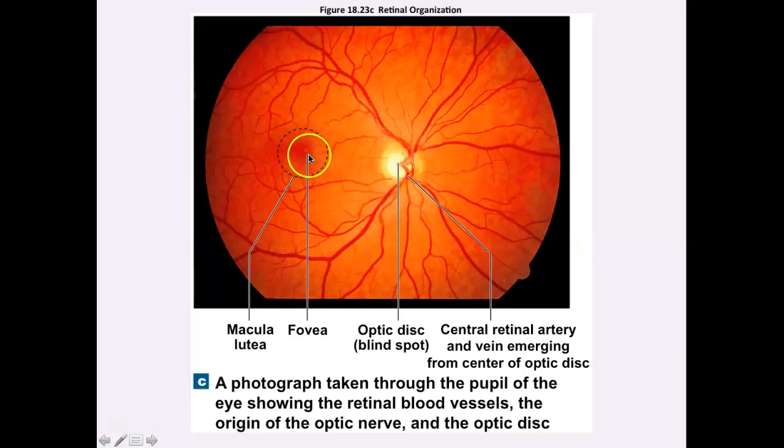The fovea is a pit within the macula lutea that is all cones. It's just concentrated cones, and it's your most acute vision. So if you're looking very intently at something, that image is directly on your fovea. So this region is your direct area of focus, and everything else is periphery.